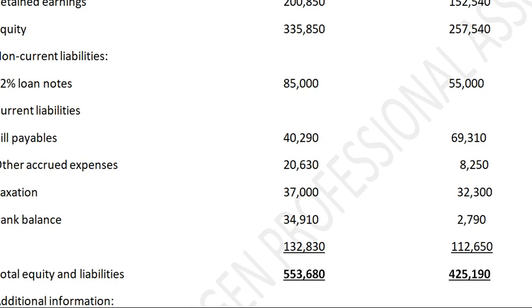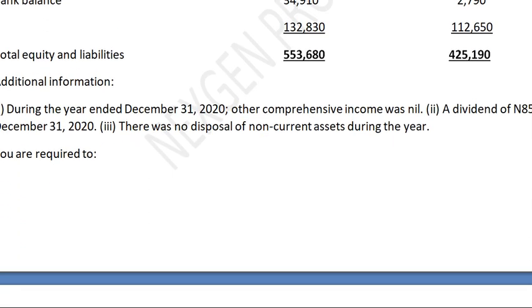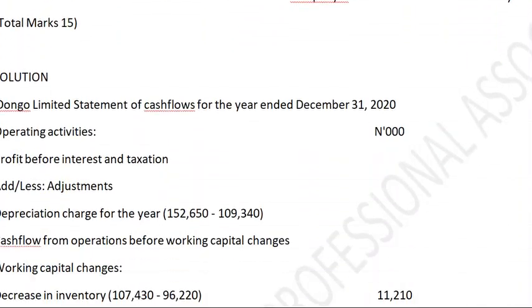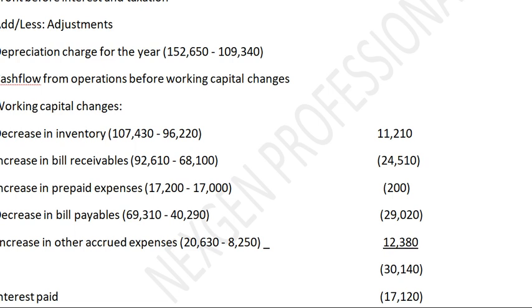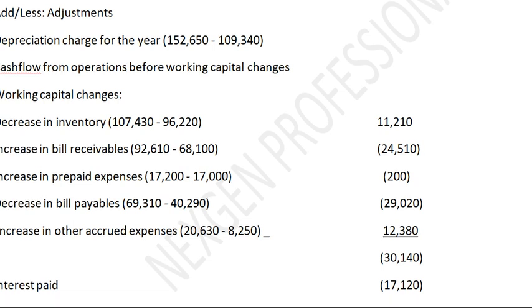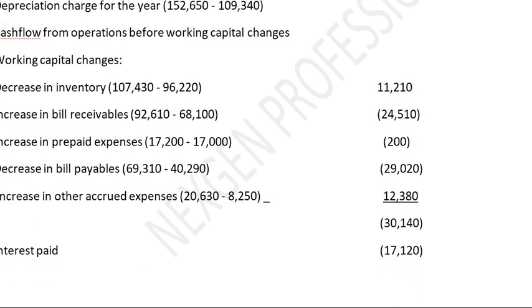So we have been able to determine the changes in working capital. So you see that it's so seamless and very simple to deal with. So we have decrease in inventory, we have treated that. Decrease in bills payable, we less. Increase in accrued expense, we add. And then when you do all of these adjustments, you have 3140.